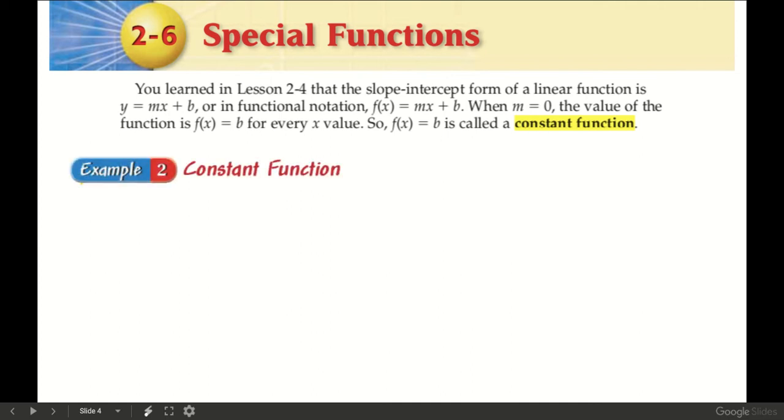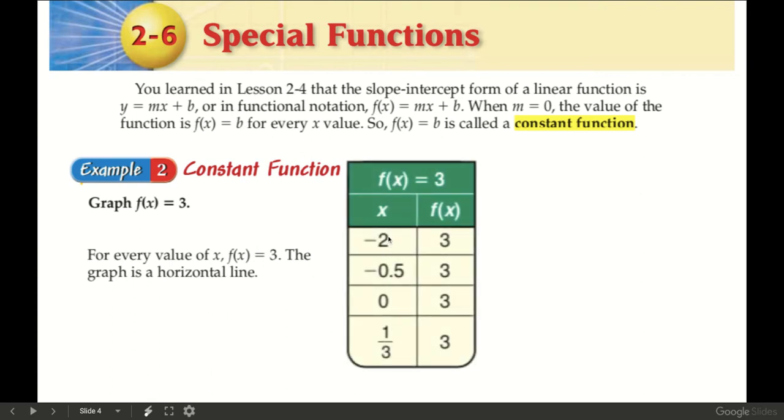So what does that actually mean? Let's look at an example. So here it says graph f of x equals 3. So again, you notice that if I were to examine this slope-intercept form, it has no x value because the slope is 0, right? So it's this constant function here. And so what that means is for every value of x, right, no matter what value x is on the graph, my output will always be 3, right? My y value will always be 3. So here are my x values, and again, it didn't matter what my x value was, right? No matter what x is, my output or y value will always be 3.